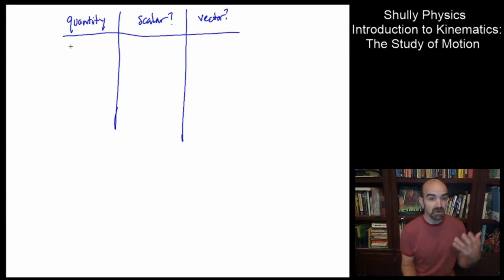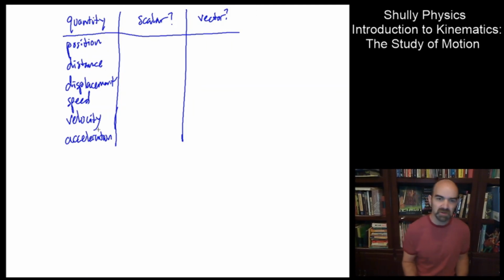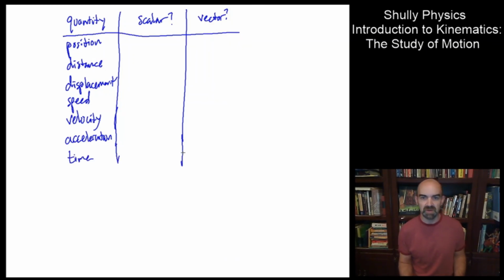All right, so our quantities again, we've got position, distance, displacement. A little repetition is good for the brain. And what are the last three? Speed, velocity, and acceleration. Now let's not forget one more quantity here that's sort of been an underlier in all this, and that's time. So let's define time as a scalar or a vector here.